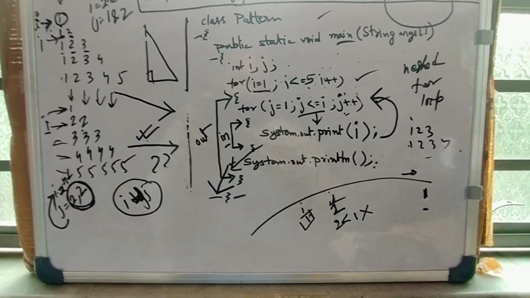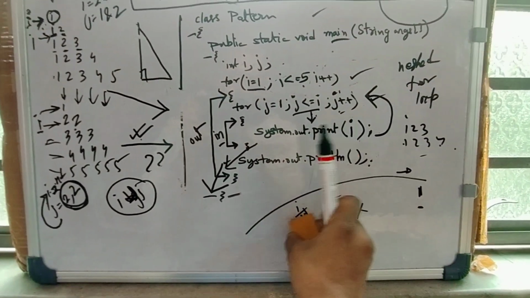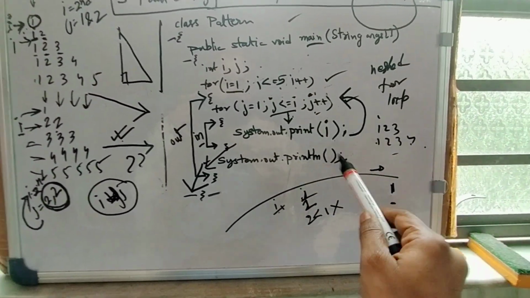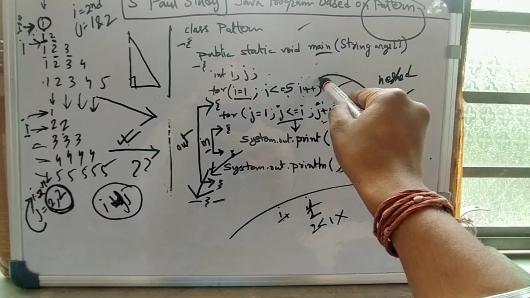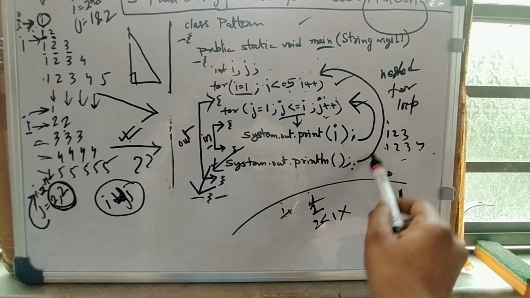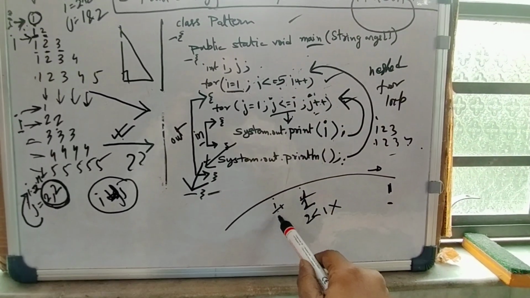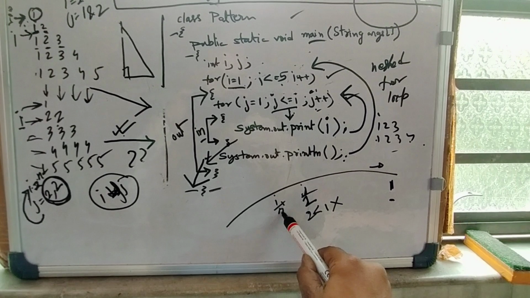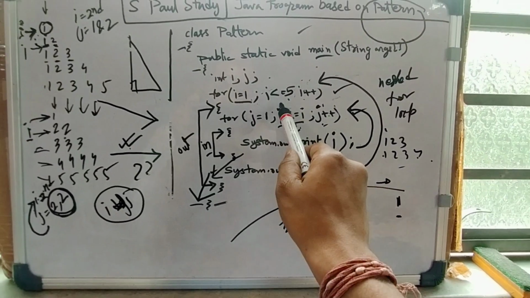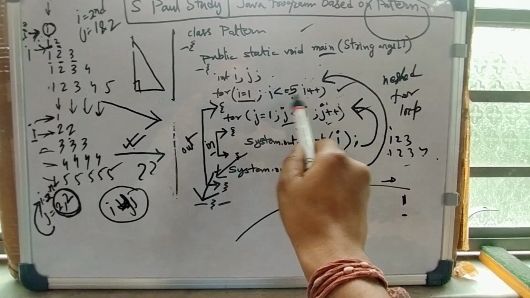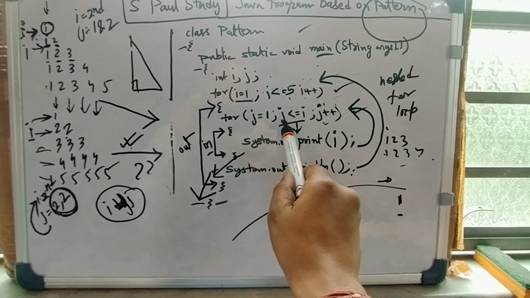And now the value of i will change. It will again increase. From here it will go up and increase by 1, so now the value of i is 2. 2 checks with 5, the condition matches, comes down.